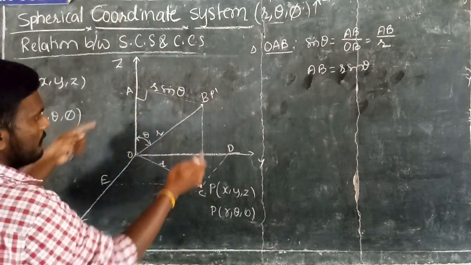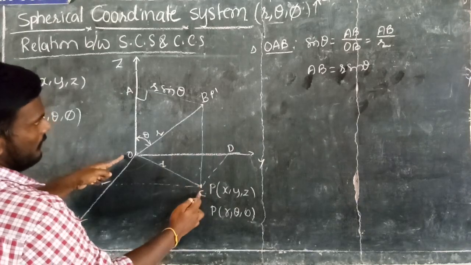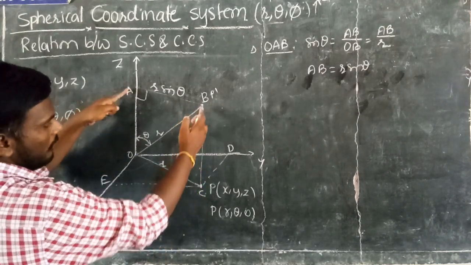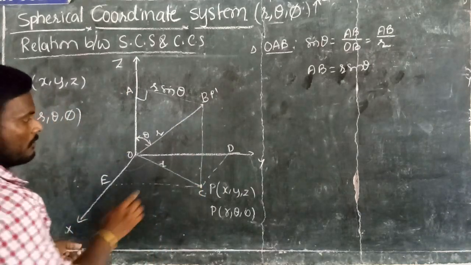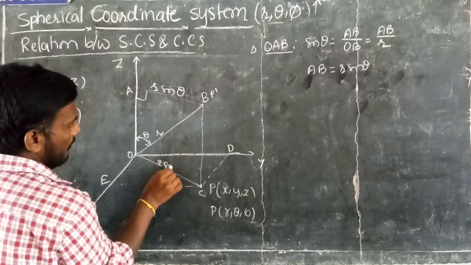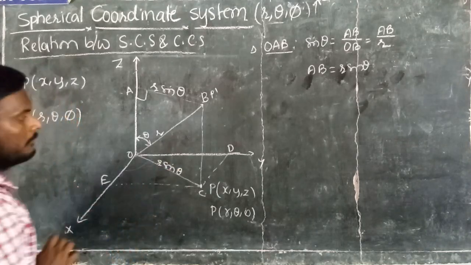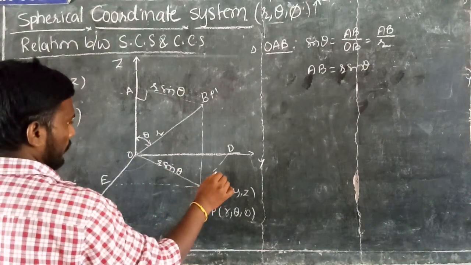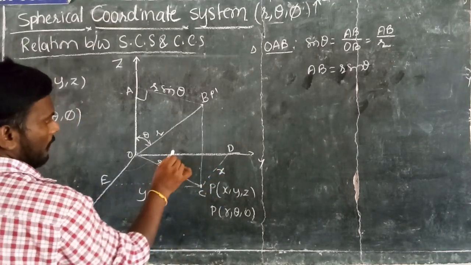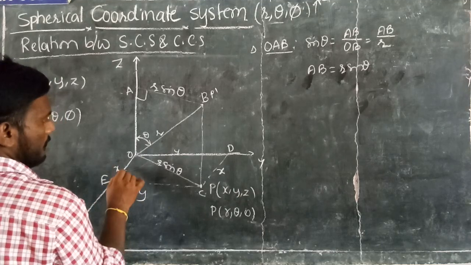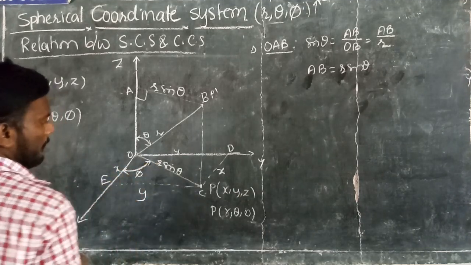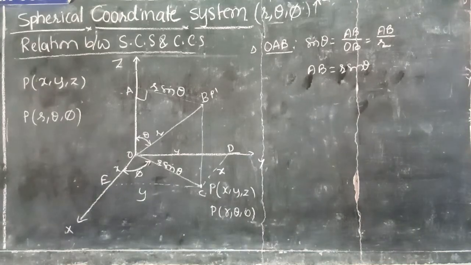As AB is parallel to OC, whatever AB is, OC is also that much distance. So OC is also r sin theta. Now what is this distance? It is x, and it is y, and it is x, and it is the angle phi.